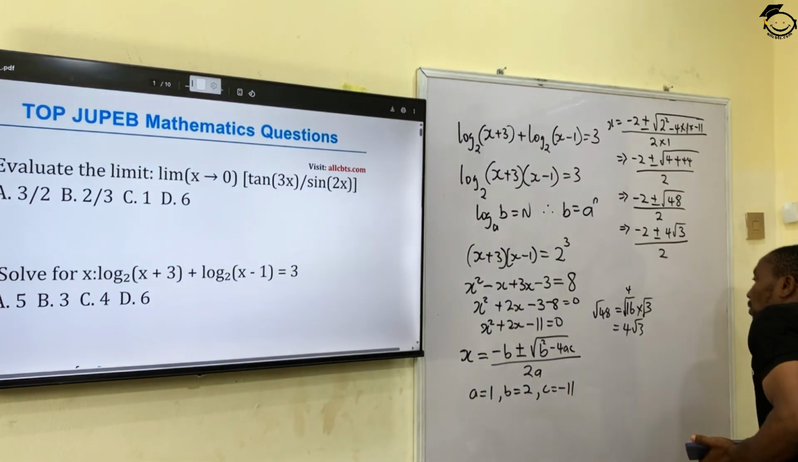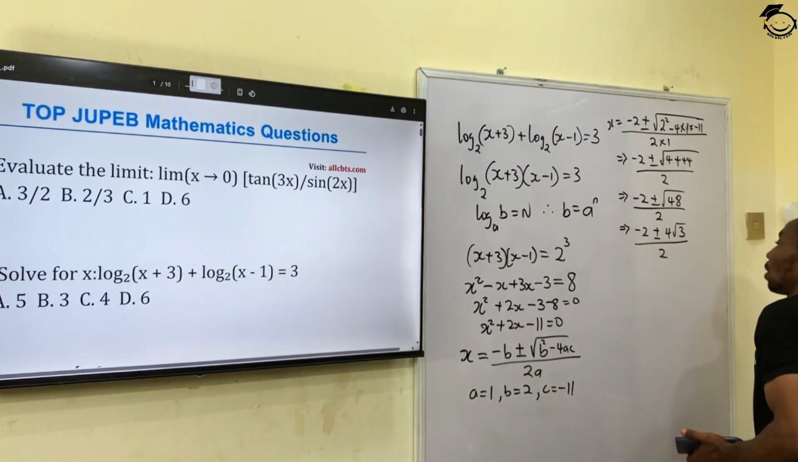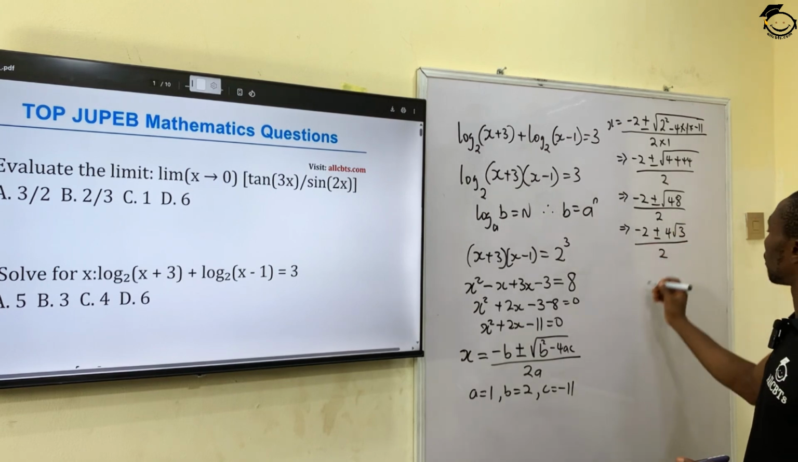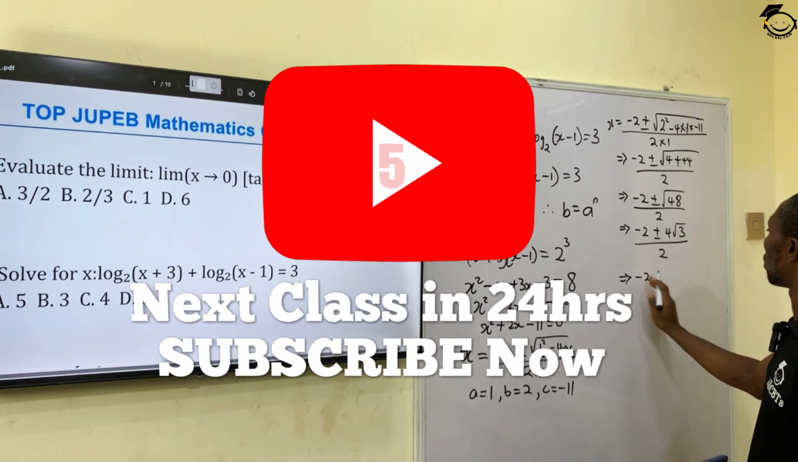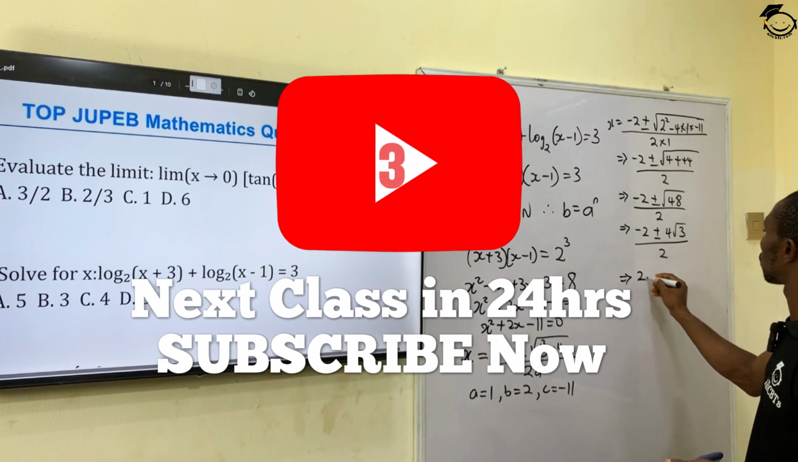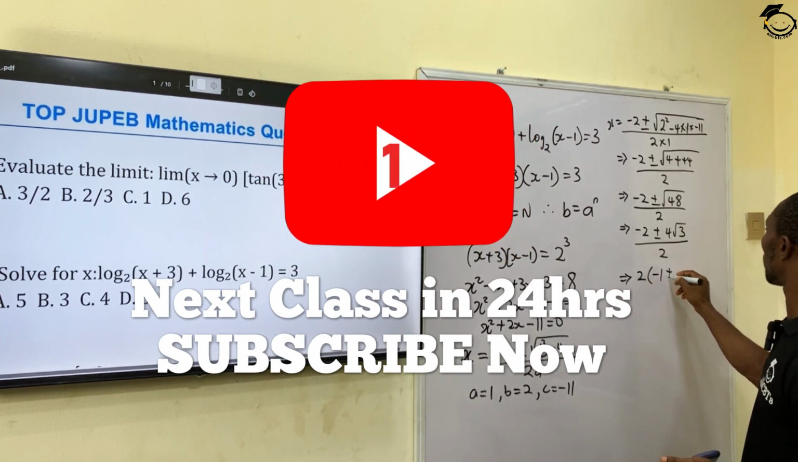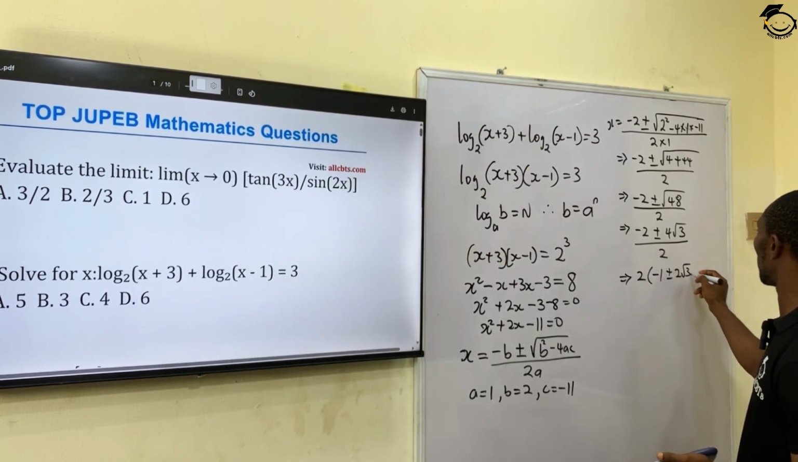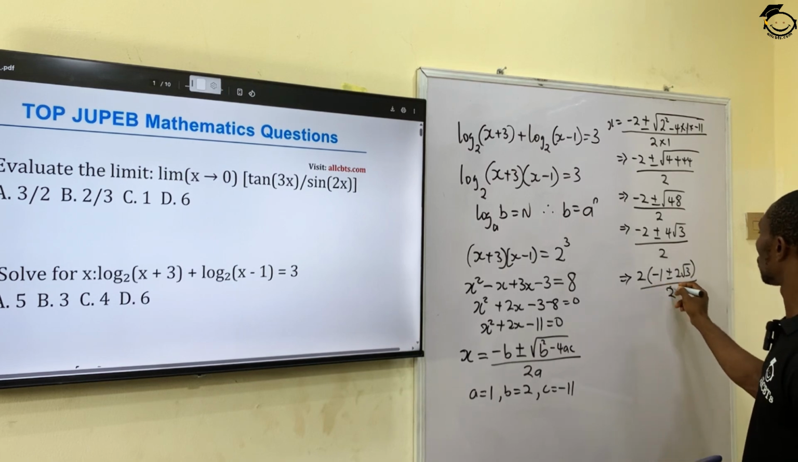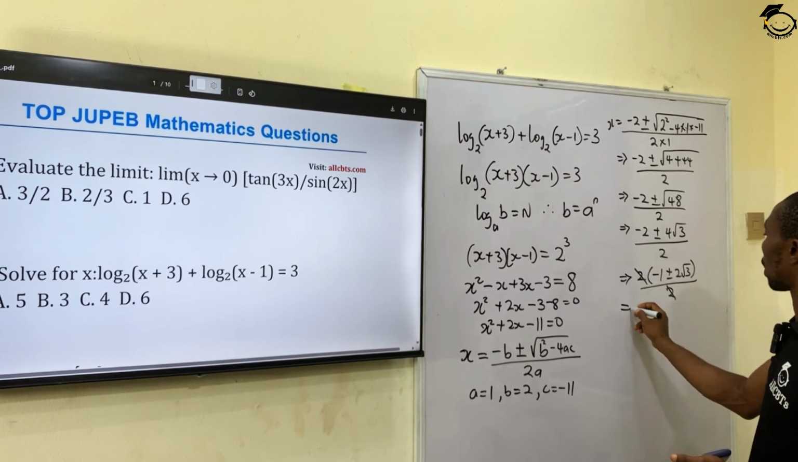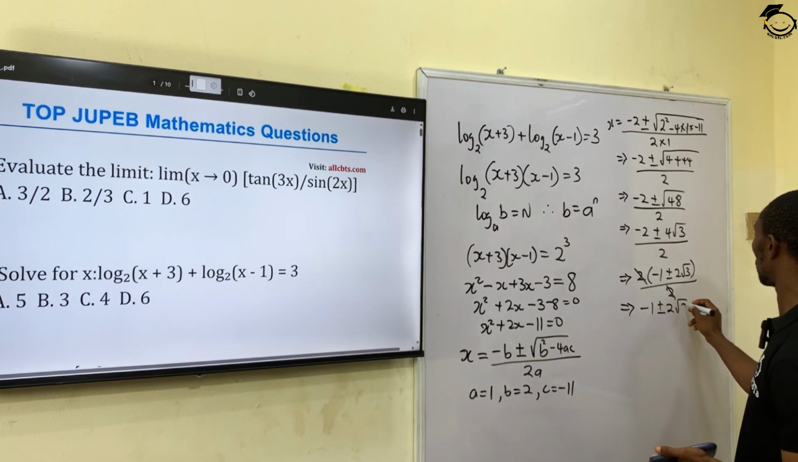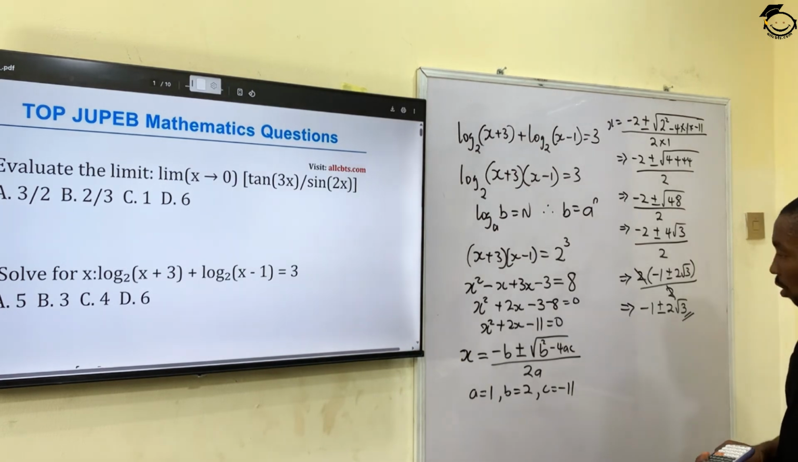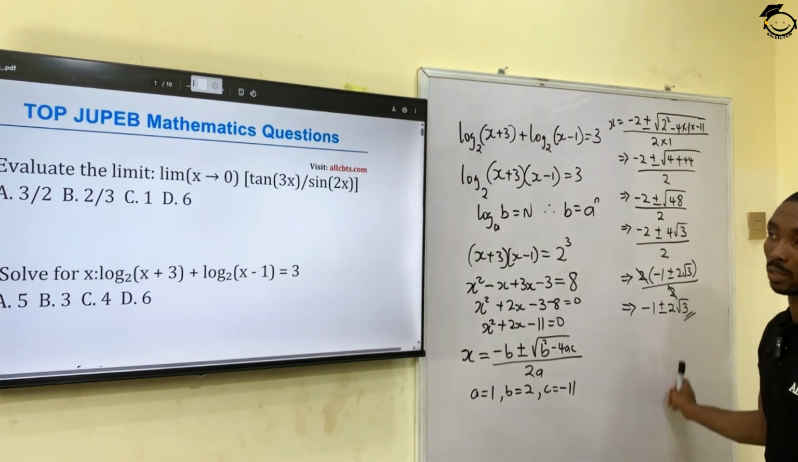Now having done that, we can simplify this. What's common here will be 2. Let's factorize it. This will become 2 bracket minus 1 plus or minus 2 root 3, over 2. So this will cancel this for our answer to become minus 1 plus or minus 2 root 3. Alright, this will be our answer.